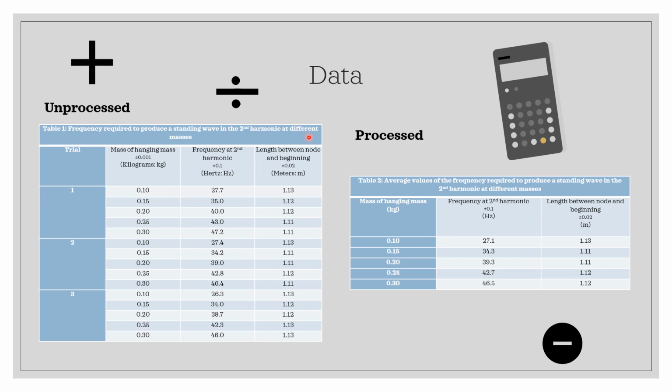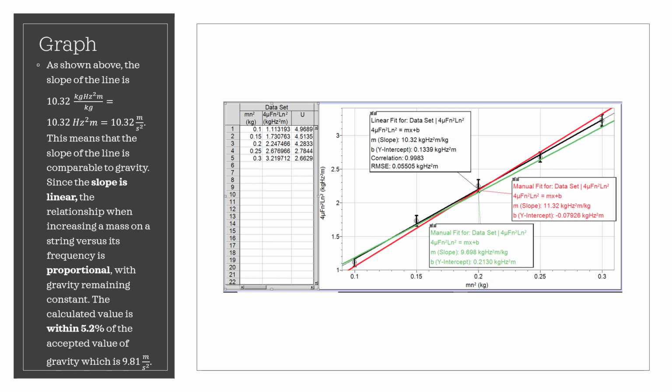This slide shows all the data. Right here is the unprocessed data from all the trials, and this is the processed data, being the averages. So this graph right here. How did I get the values in this graph? I used equation 7, which was previously shown how to derive, and I graphed the numerator and the denominator as seen right here, and it produced this line with the slope equaling gravity.